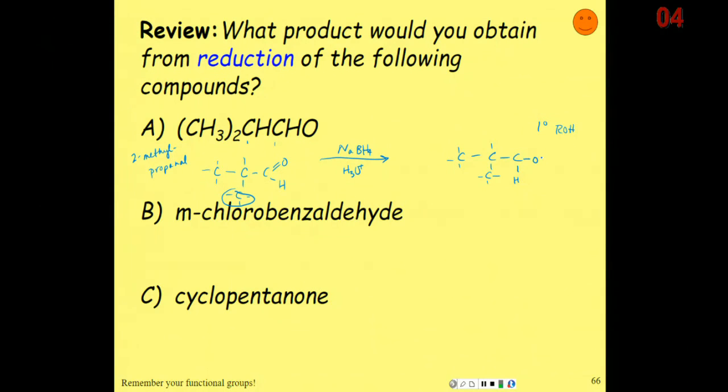We have an oxygen that now has an extra hydrogen, and the second hydrogen will be on that first carbon as well. We would call this 2-methyl-1-propanol. Notice how similar the names are. No coincidence. The way you name these things is completely related.